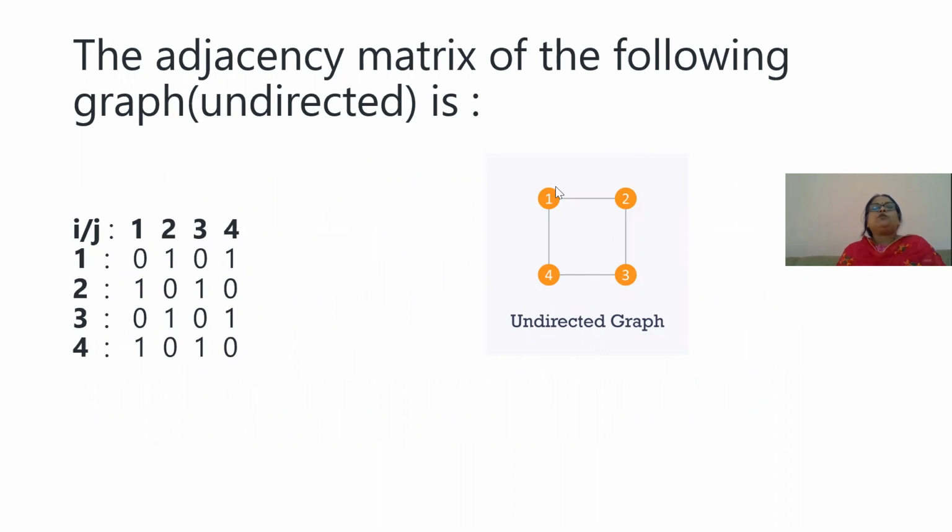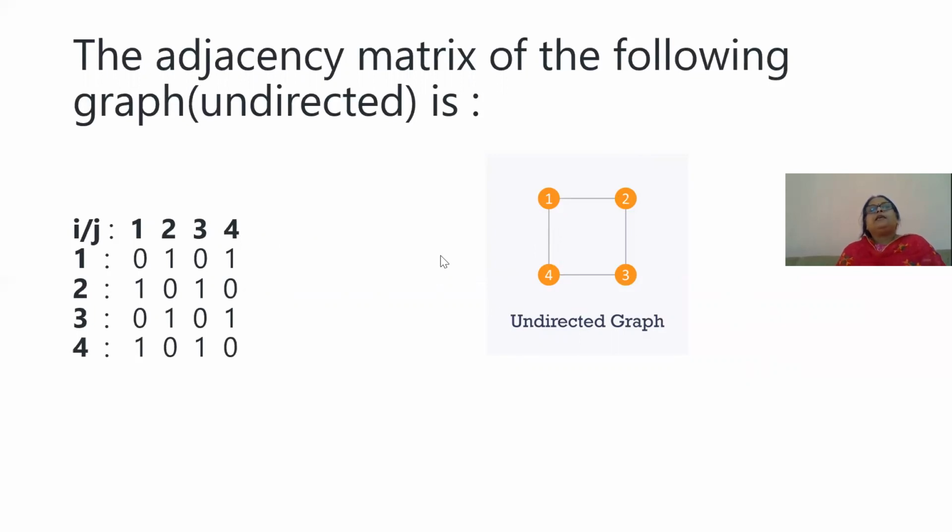1 to 1, there is no edge, so put 0. 1 to 2, there is an edge, so put 1. 1 to 3, there is no edge, so put 0. 1 to 4, there is an edge, so put 1. Similarly, 2 to 1, there is an edge, so put 1. 2 to 2, there is no edge, 0. 2 to 3, there is an edge, so put 1. 2 to 4, no edge, so put 0.